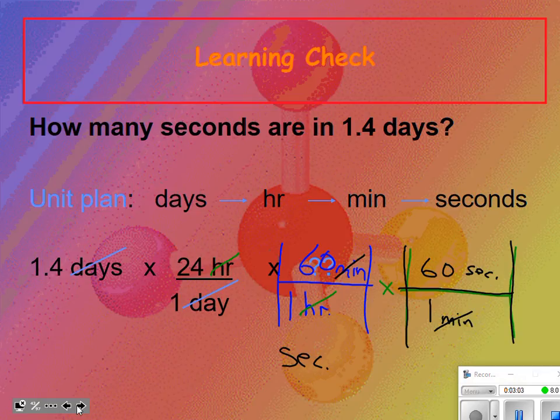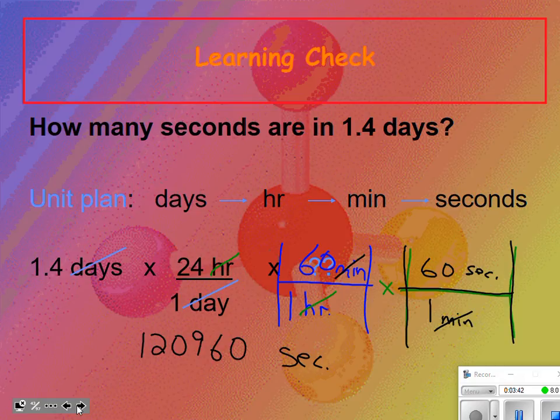Okay, let's see, what is it? Braddock? Okay, how am I going to calculate that? Multiply all the top numbers. So I'm going to take 1.4, times it by 24, times it by 60, times it by 60 again. And when I do so, I'm going to get 120,960.